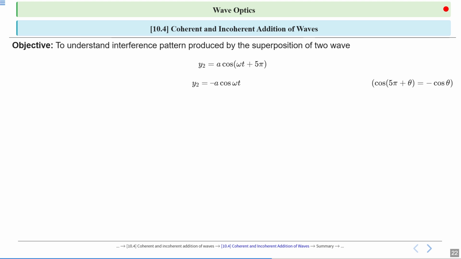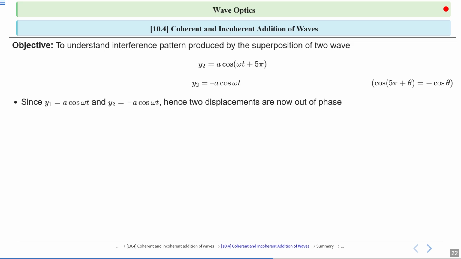And conversion is done by integral multiple of pi. That's why cos will result in cos. But the sign, negative or positive, we can decide by the quadrant of the angle. So 5 pi plus theta lies in third quadrant. That's why minus cos theta. So cos omega t plus 5 pi will be minus cos omega t. So y2 will be minus a cos omega t.